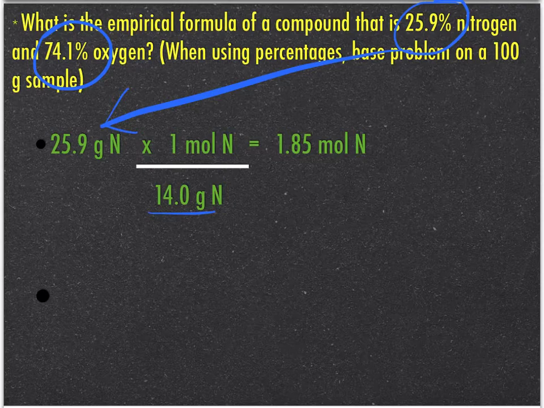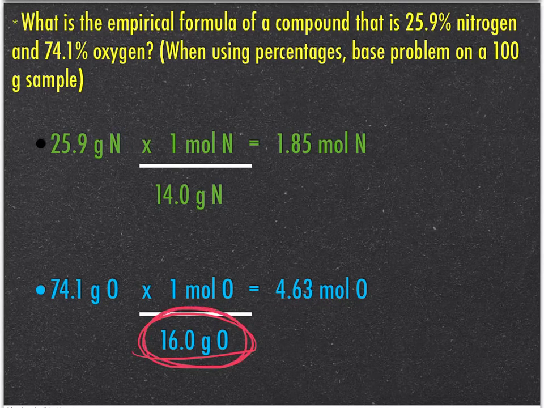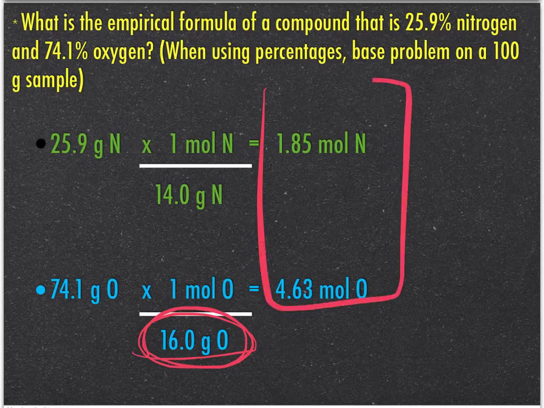We have to do the same thing for oxygen. Here's 74.1% we treat as 74.1 grams of oxygen. Again, we divide it by 16 because that's the mass of oxygen on the periodic table. Now some of you are thinking, wait a second, it's diatomic. But again, oxygen is only diatomic when it's by itself, and in this situation it's actually in a compound. So here we go. We have our two mole relationships, and that's the ratio we're going to use to determine what the actual formula is.